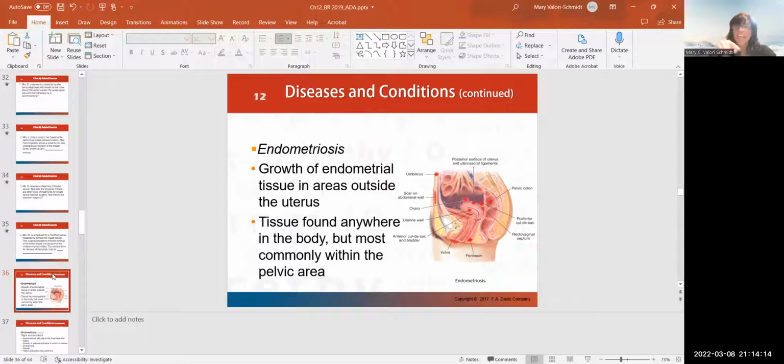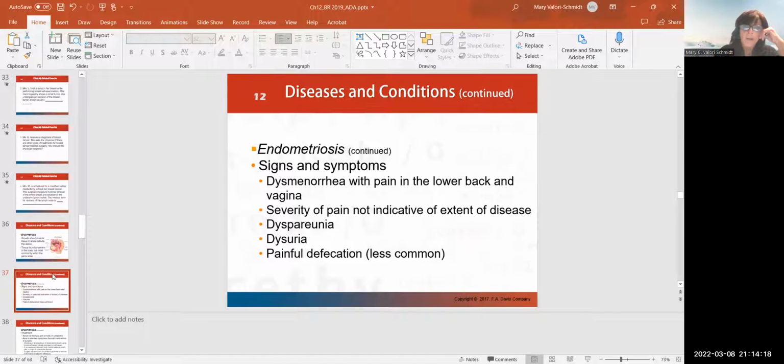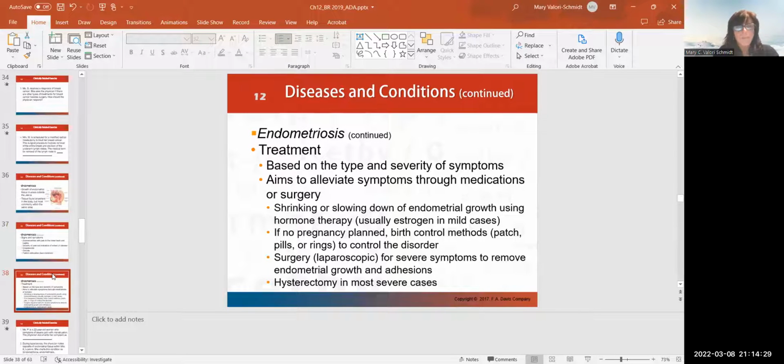Endometriosis is where the lining of the uterus grows outside the uterus. Usually they have problems with their periods, dysmenorrhea, back pain. They have problems with urination. They can have problems with defecation. The treatment would depend on the type and severity of the symptoms. Sometimes surgery, sometimes a dilatation and curettage, a D&C, where they can go in and scrape away that overgrown tissue.